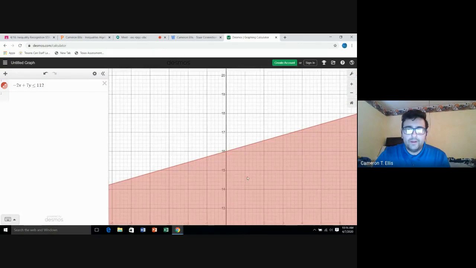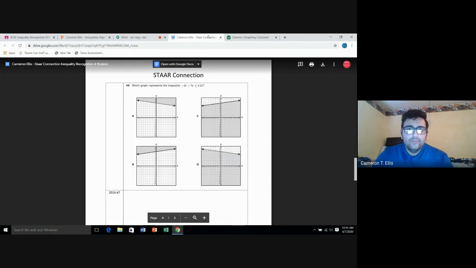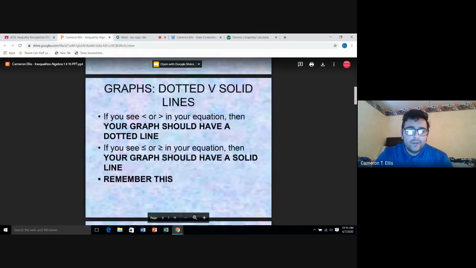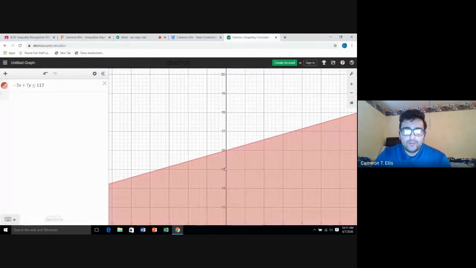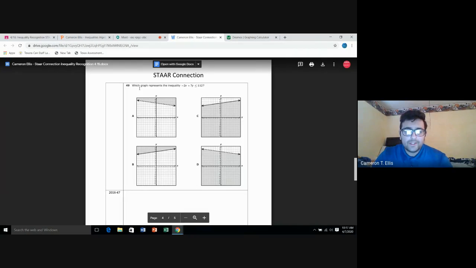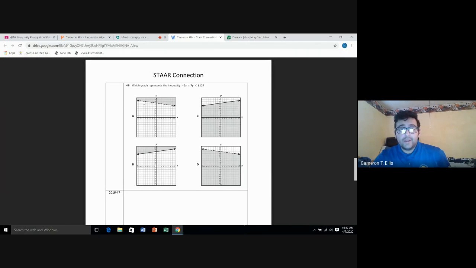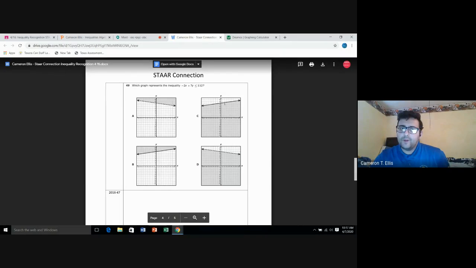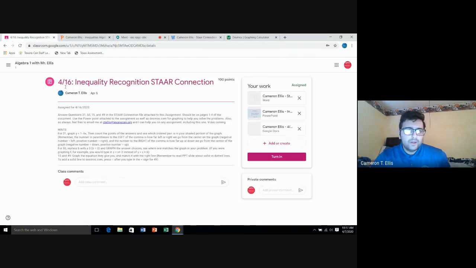I'm going way up here. And right off the bat, I have a solid line, because remember, I get solid lines from those signs, and I have one of those in my problem. And the downward portion is shaded. So immediately I get rid of these because they are not the right lines. They're not solid lines, they're dotted lines. And it says the downward portion is shaded, and this one has the upper portion shaded, so maybe C is the answer there.